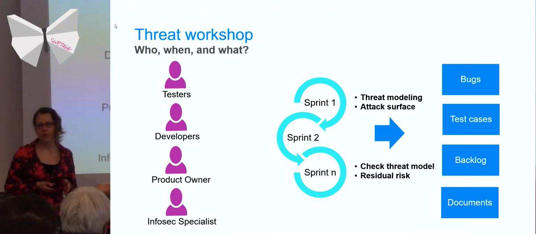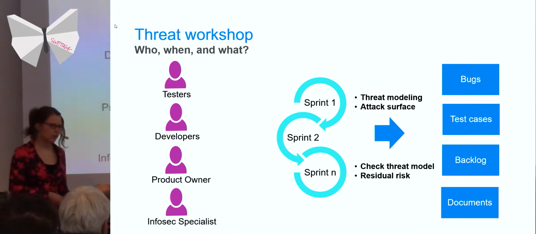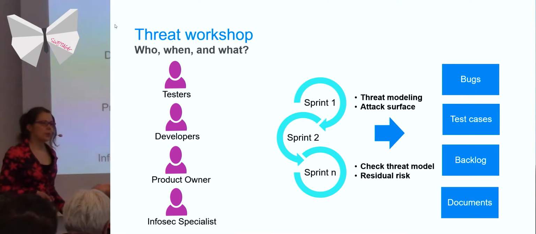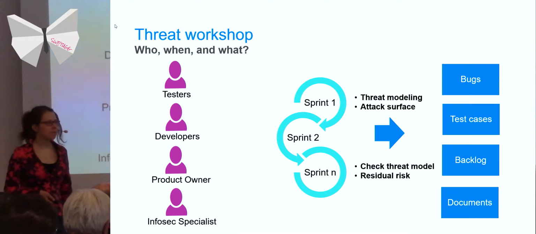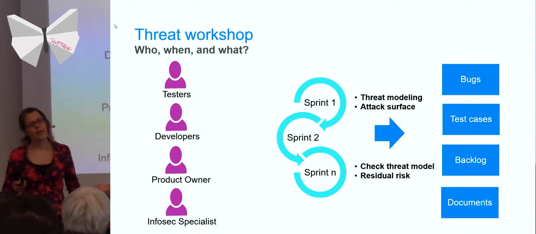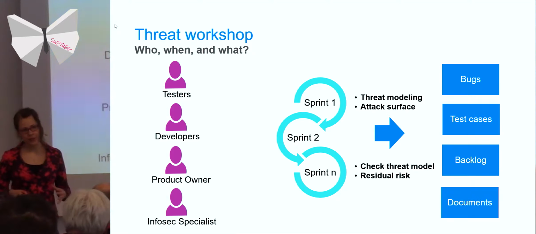And then the outcomes. Well, you can file bugs or backlog items directly if you find out that, okay, we are storing keys in a plain text file and everybody can access that basically. Hopefully not, but as an example. Or you can create test cases of the threat scenarios that you come up with, so you can keep testing them sprint after sprint and see if you are secure.